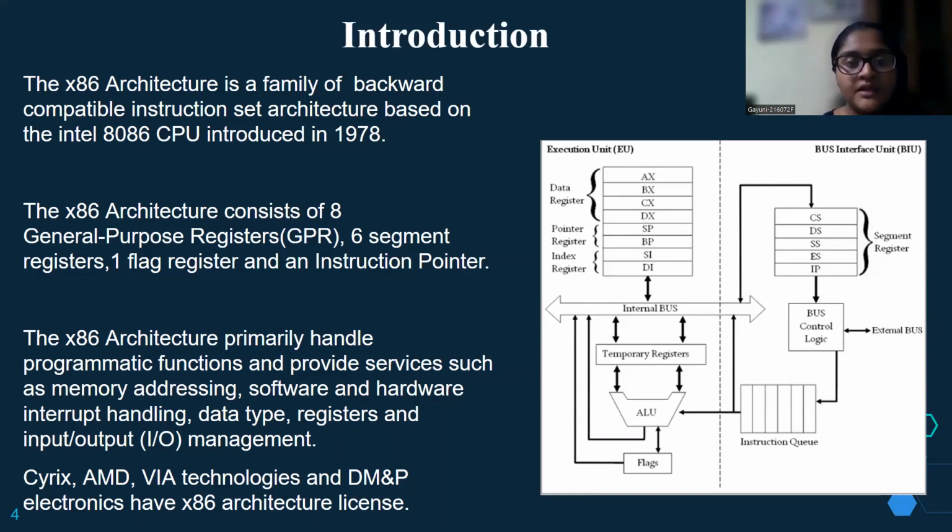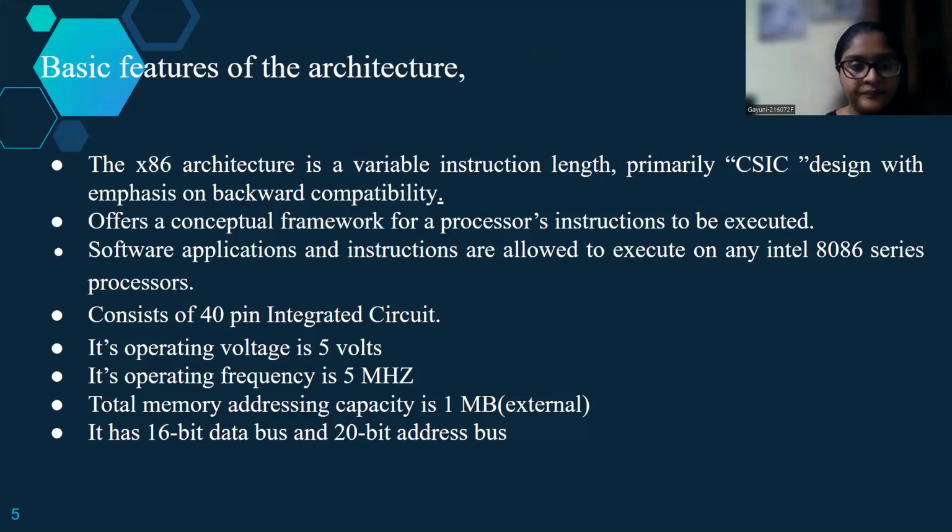Let me tell you about some features of this architecture. This architecture is an enhanced version of the 8085 microprocessor, and provides a conceptual framework for processors' instructions to be executed. It also provides techniques to manage and use the hardware components of the CPU. Its operating voltage is 5 volts and operating frequency is 5 megahertz. 16 bits of data can travel on the data bus at a time and the address bus can handle 20 bits at a time. Thank you. Next, I would like to call Upani to talk on her part. Over to you, Upani.